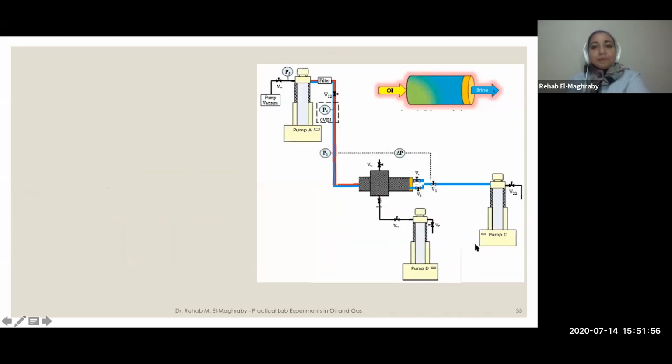Okay, and this is the setup. Here, this is your core holder connected to the injection pump, and this is a receiving pump. Instead of this receiving pump, you can install a back pressure regulator and a graduated cylinder here, but you have to account for the compressibility. And this is the confining pressure pump. Okay, so it is separated here.